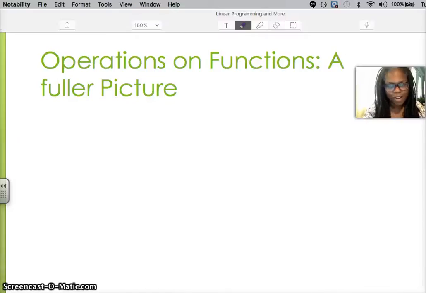Okay, so we've reached part 4 and now we're almost done, but we have one last thing to clean up, which is the concept of operations on functions. I know we've kind of done it. I just feel like we didn't talk about everything.